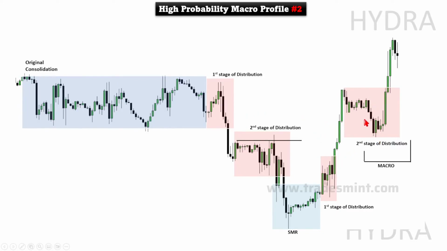Now if you align other ICT knowledge with this, we have a fair value gap right here, next to this up close candle. So this fair value gap is also high probability, but you don't necessarily need to have all the understanding of ICT. If you just understand what I'm showing you here, that's enough. So that's it for our high probability macro profile. This was our second macro profile. Now I'm gonna take you guys into the third macro profile.